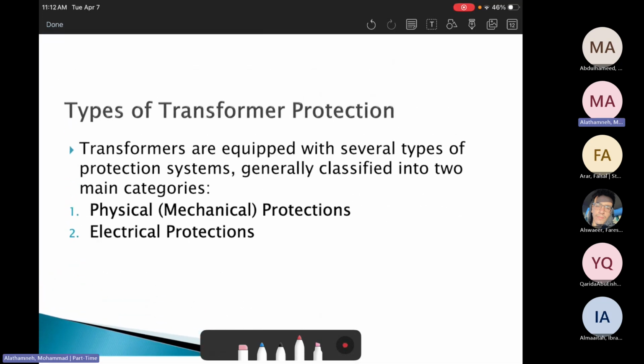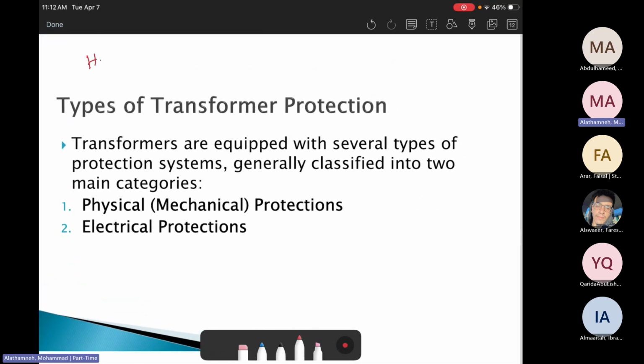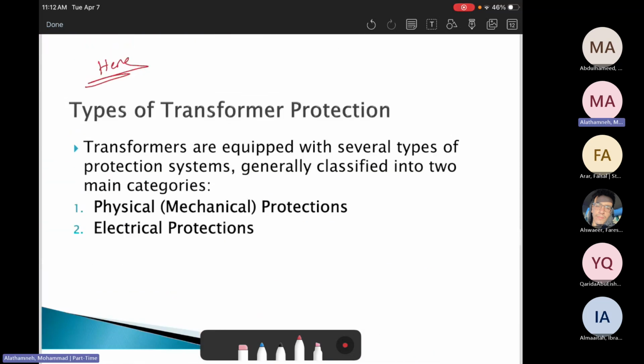Now, let's stop here at the transformer protection. We will continue, inshallah, next lecture. So for the transformer protection.